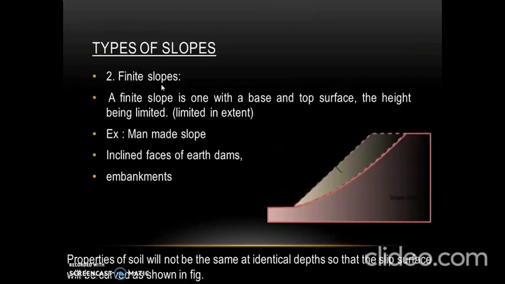Next is finite slope. It is the one with a base and top surface. The height is limited, so that it is limited in extent. Example for finite slope is man-made slope, which can be inclined face of earth dams, embankments for highways and railways, etc. The properties of soil will not be the same at identical depths, and the slip surface will be curved for finite slopes.